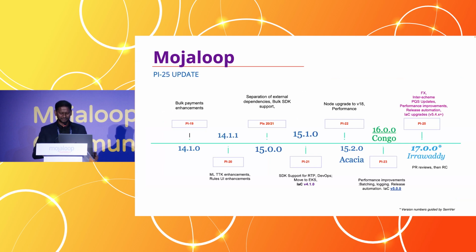Before we go that, here's a bit of journey. I didn't want to start from 2016, though I have in the appendix, I have slides for that. But you can see the journey here from 14.1.0 to 16.0.0, that is our current stable release. And the next one that's about to come, which is 17.0.0. So the version 16 name is Congo. The release name is Congo. And version 17 that's about to come in a matter of days, it's Irrawaddy.